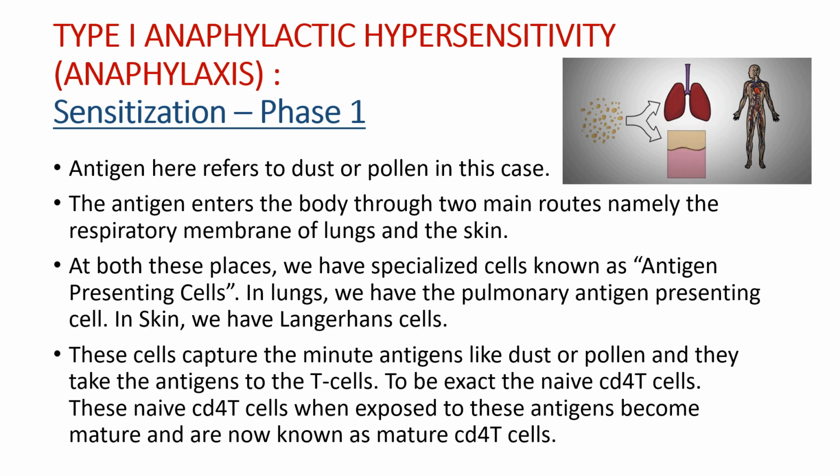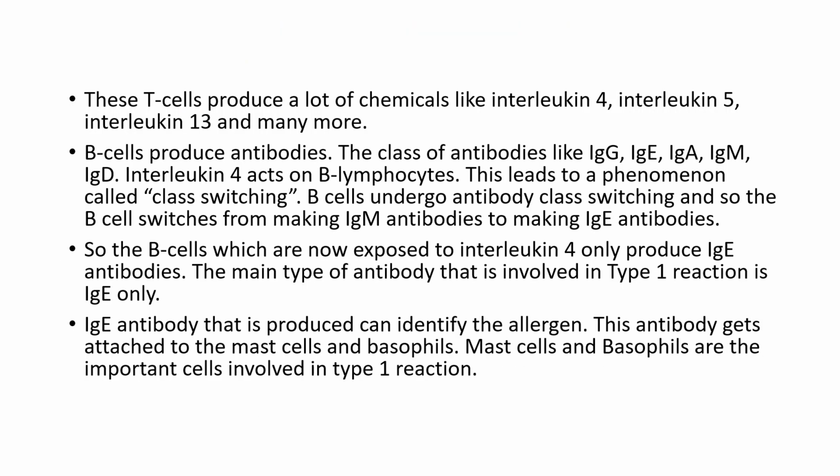These naive CD4 T cells, when exposed to these antigens, become mature and are now known as mature CD4 T cells. These T cells produce a lot of chemicals like interleukin 4, interleukin 5, interleukin 13 and many more. B cells produce antibodies. The classes of antibodies are IgG, IgE, IgA, IgM and IgD.